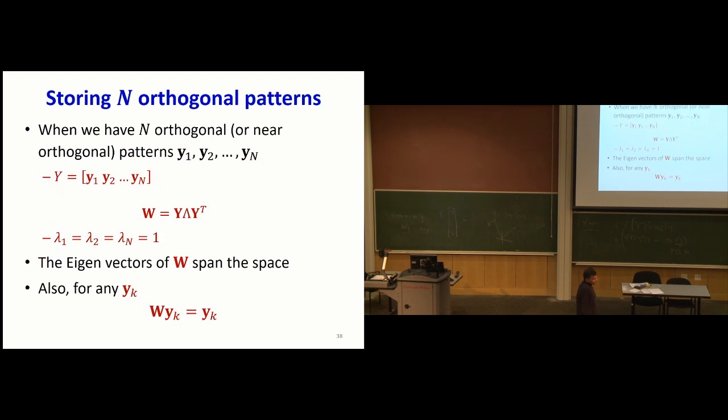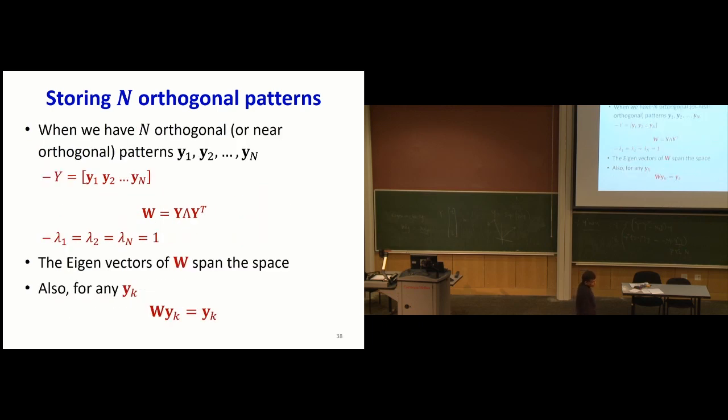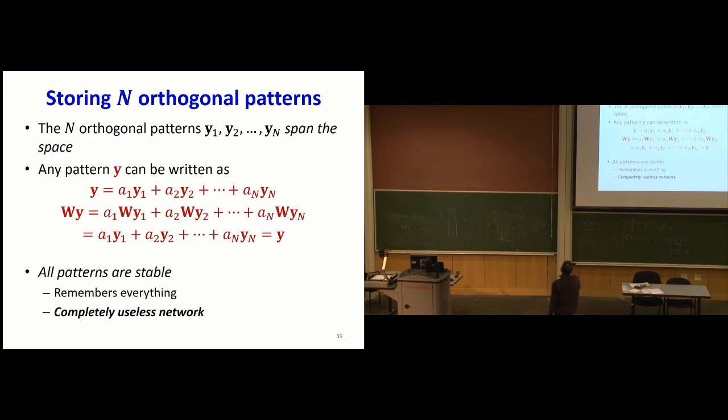Get to that, right? So when we have n orthogonal or near orthogonal patterns, this is exactly how we're going to compose our weights. But then here is the problem, right? If I have n orthogonal vectors, any vector in the space can be written as a linear combination of these orthogonal vectors, correct?